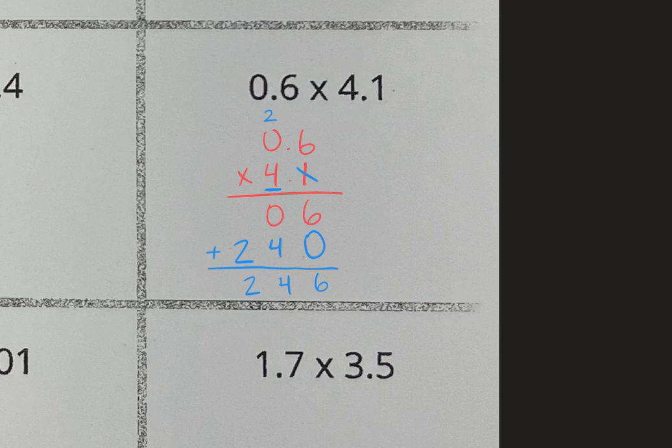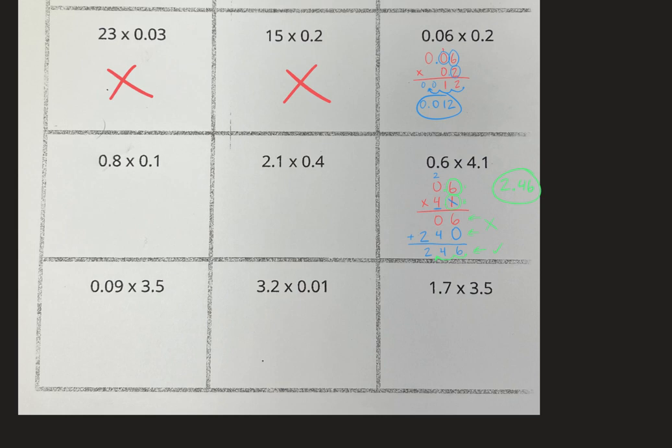Now, I go back into my problem, count how many digits I have to the right of the decimals. And how many do I have? 2, right? So I start with my decimal all the way to the right of my final answer, not my partial products, right? Not the partial products, but the final answer is where I move my decimal. So I move it how many times? 2 times. My final answer would be what? 2 and 46 hundredths.